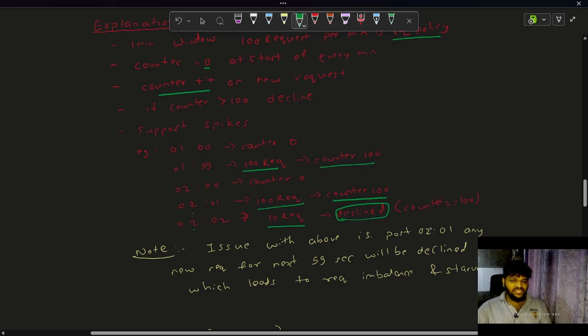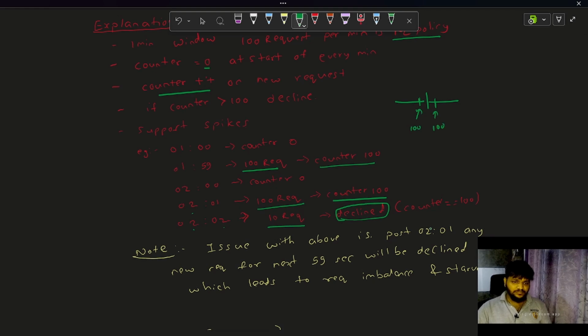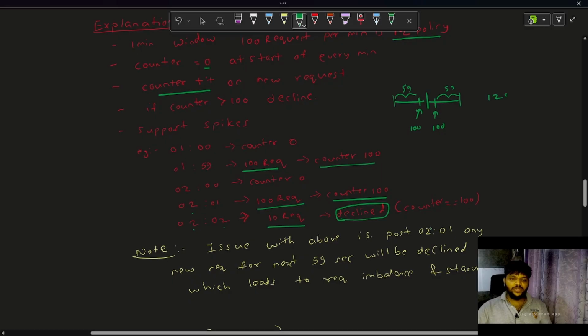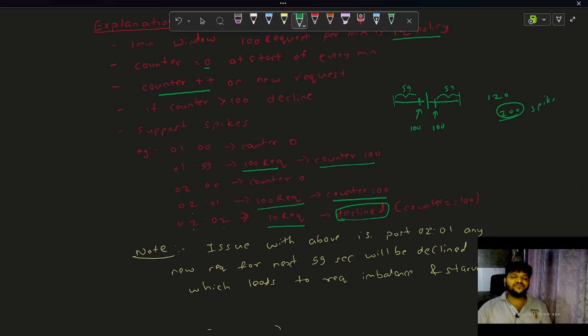So assume basically this window and this window. Here and here I am getting 100 requests. Because it is well within the counter limit, I have entertained that. But now you see this 59 seconds and this 59 seconds. Out of 2 minutes, that is 120 seconds, I got 200 requests because of a spike, and I have entertained that. But now in this 59 seconds there was no request, and any new request I won't be able to entertain because now my counter is full.